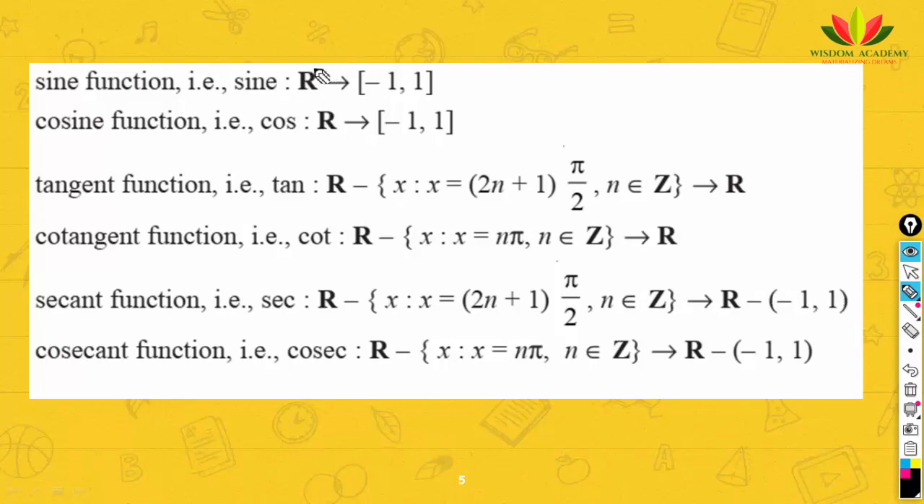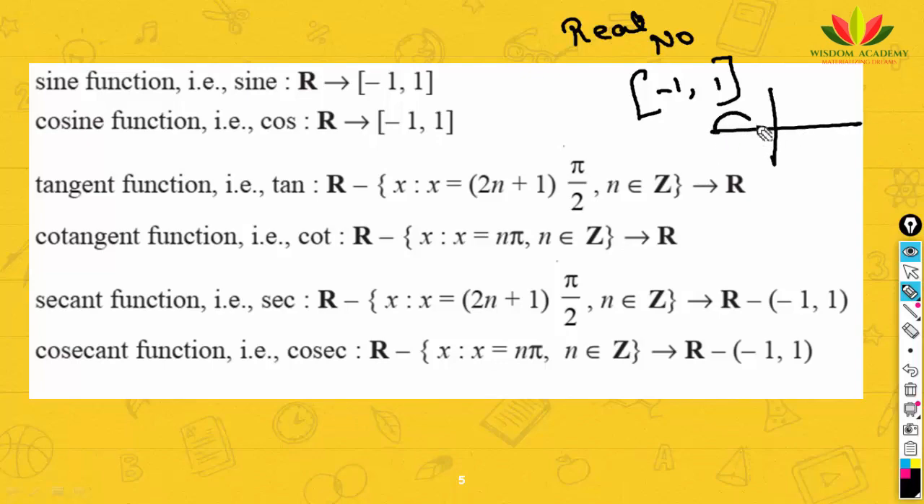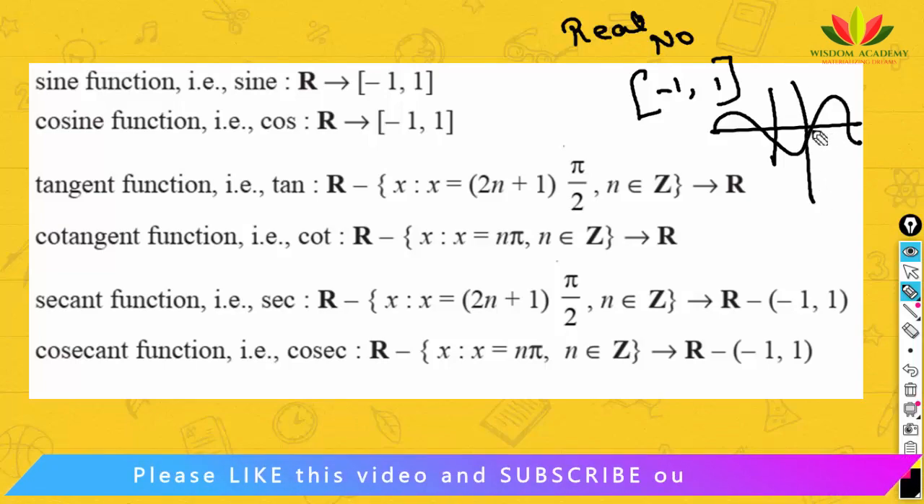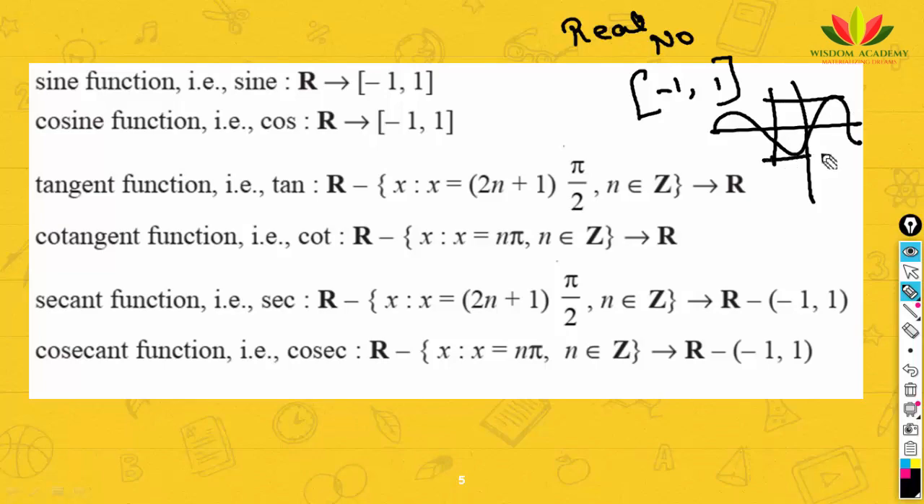What will be my domain is R, right? R means a real number. Okay, any real number I can give as an input, but I will get an answer only between -1 and 1, right? If I remember the sine graph, you will come to understand. Whatever real number I want, I can give, but what I will get is only up to 1 or -1, 1 and -1, right?